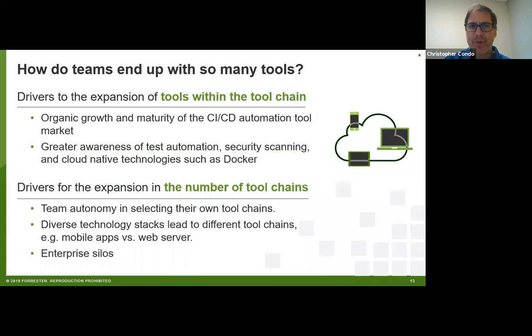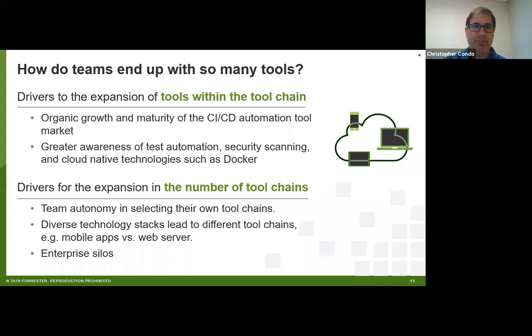How do teams end up with so many tools, you might ask? Well, some of the drivers to the expansion of the tools within the tool chain are organic growth and maturity of the CI/CD automation market, right? At one time, there was just CI tools. You had automated build with make, and then you did continuous integration, and then maybe you did some unit test. Well, now there's shift left performance testing. There's scanning for security. There's functional test automation. There's all sorts of test management tools that can bring things into the continuous integration cycle.